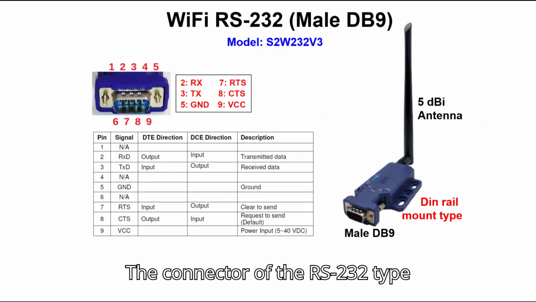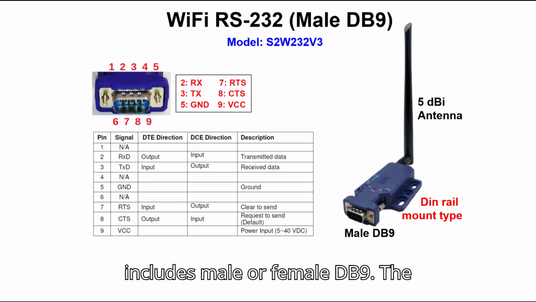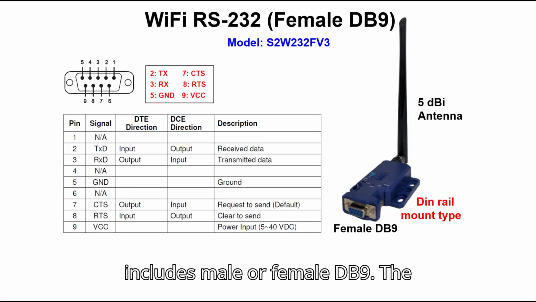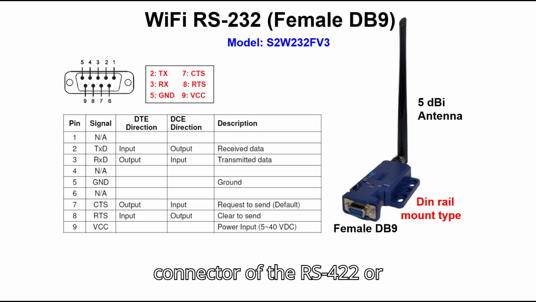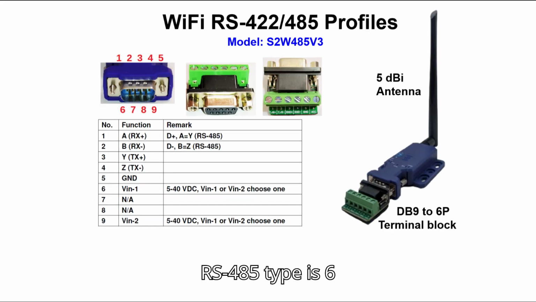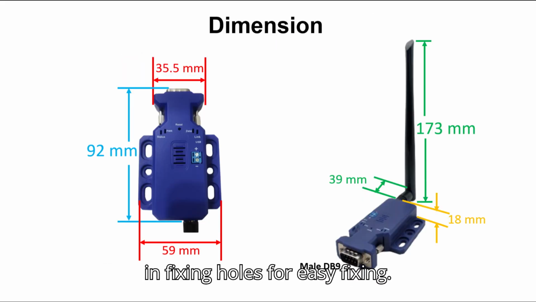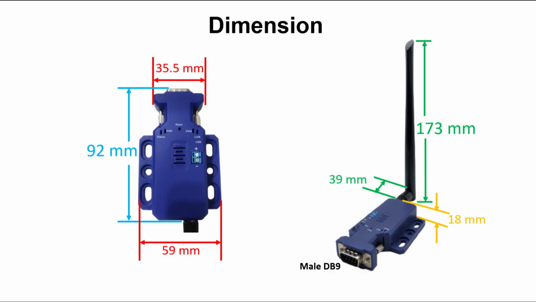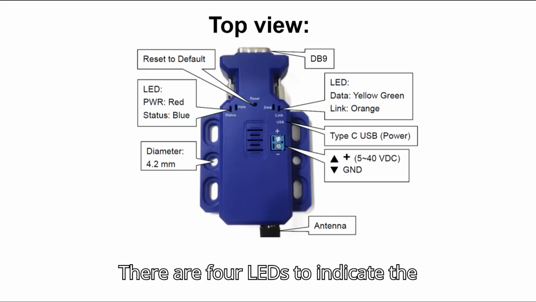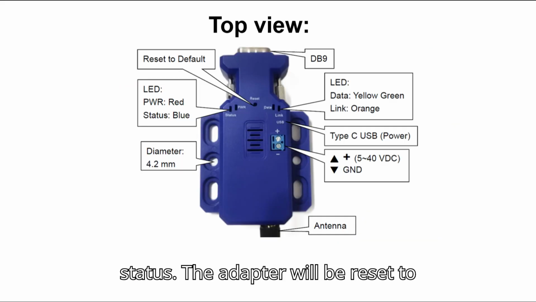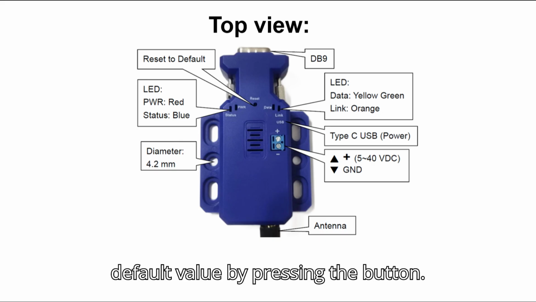The connector of the RS-232 type is a male or female DB9. The connector of the RS-422 or RS-485 type is a 6P terminal block. The housing is rigid and compact, with built-in fixing holes for easy fixing. There are 4 LEDs to indicate the status. The adapter will be reset to default values by pressing the button.